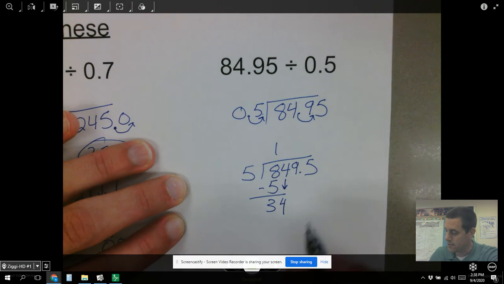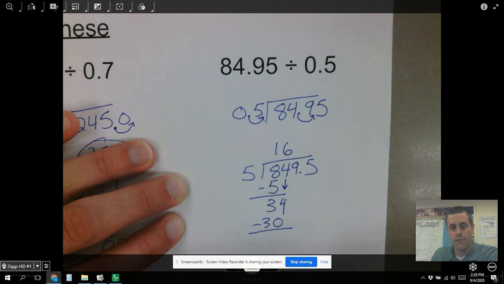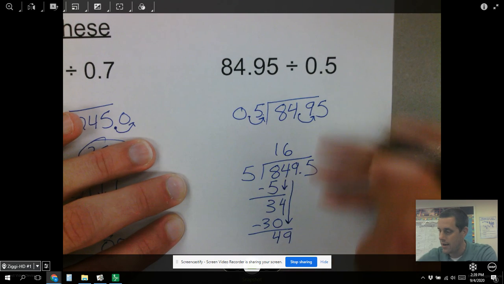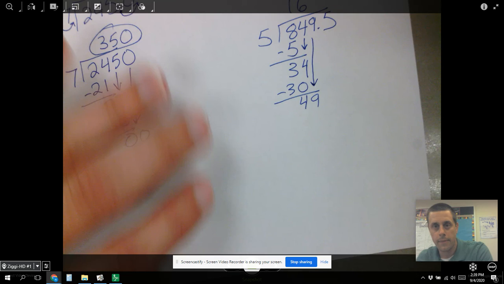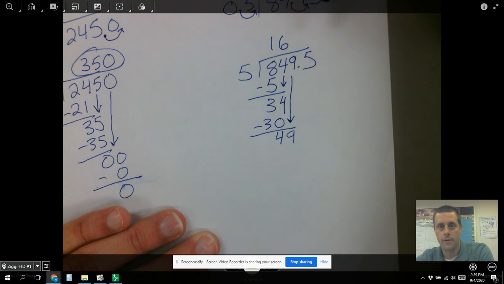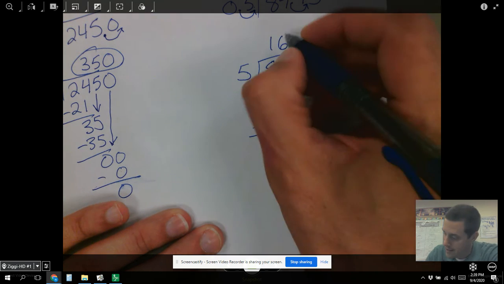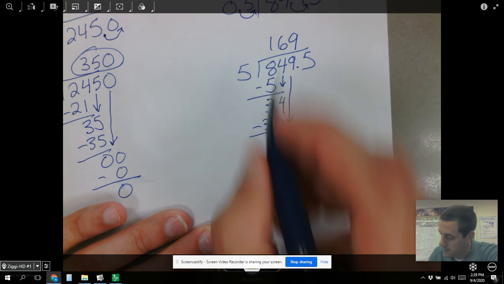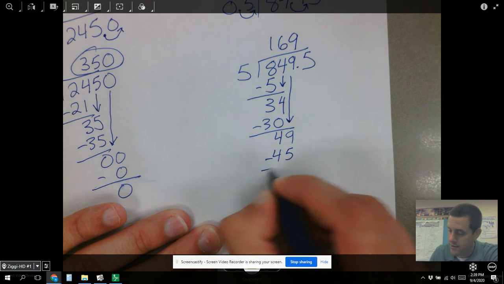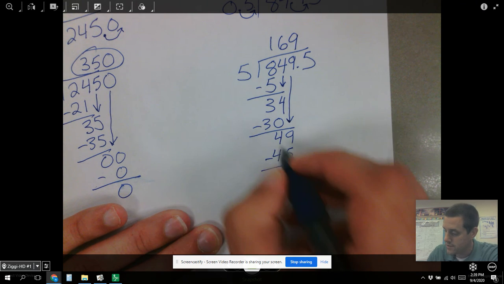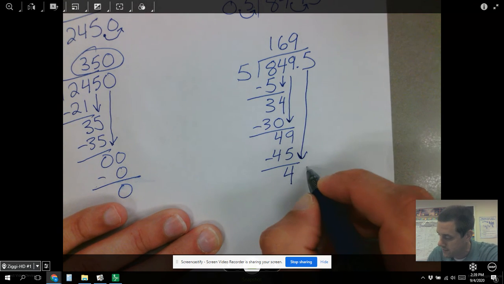Now, 5 goes into 34 6 times. 6 times 5 is 30. 34 minus 30 is 4, which is less than 5. Go ahead and bring down your next digit, the 9. Ready for our next round of division. 5 goes into 49 9 times. 9 times 5 is 45. Subtracting 45 from 49 leaves me with 4. 4 is less than 5, so we bring down the next digit, 5.